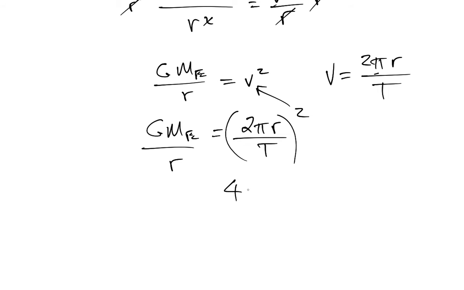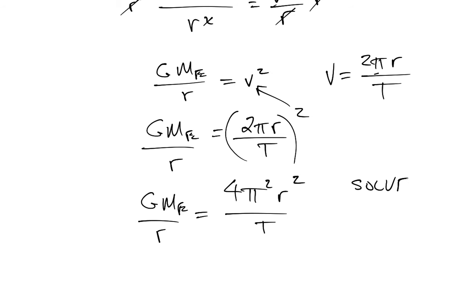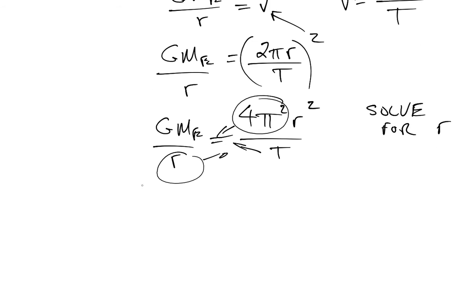Okay, now let's square this out. We're going to get 4 pi squared R squared over T squared. And now on this side we have the same thing. And we want to solve for R. And the way we're going to do that is we're going to take this R and put it up there, and we're going to take this T and put it over there, and take this and put it over there. Oh, yes, correct. Thank you. I forgot about the T squared there.